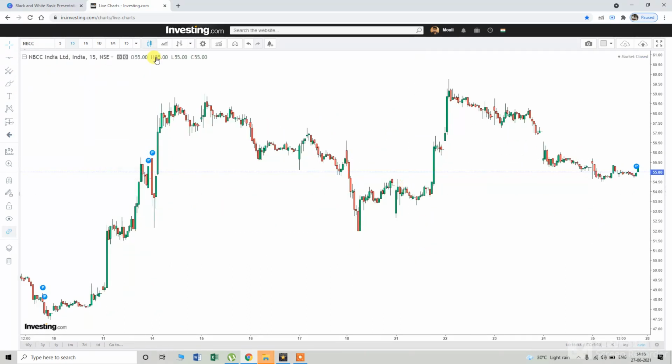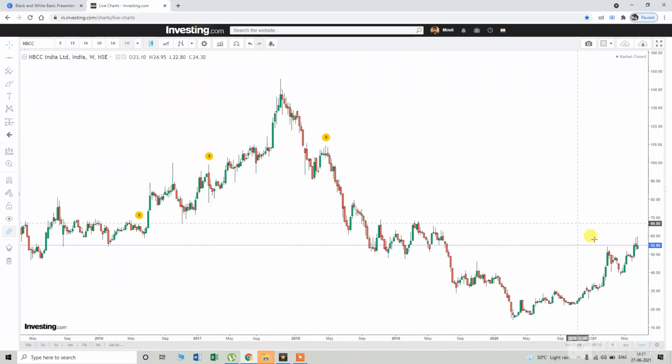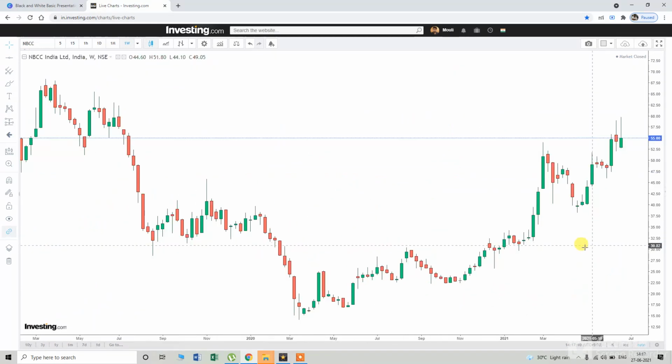So this is NBCC Limited. I'm taking a weekly chart. So let's start breaking down support and resistance. Before that, I told you previously that I'll tell you about moving averages.